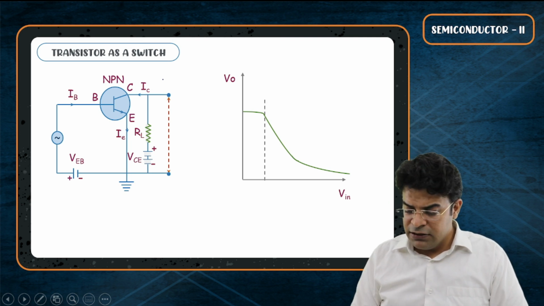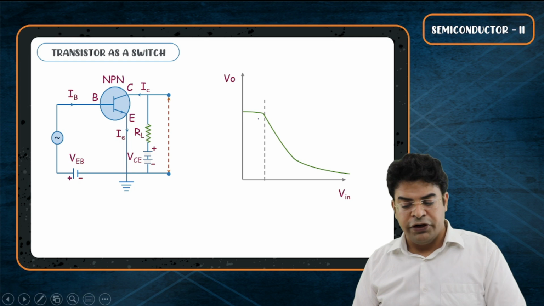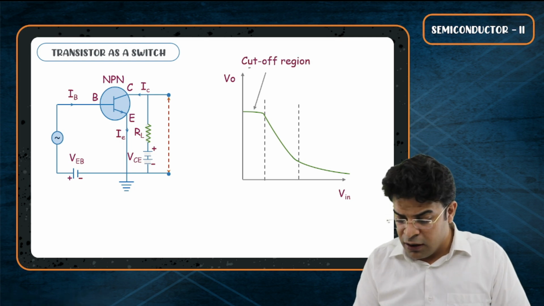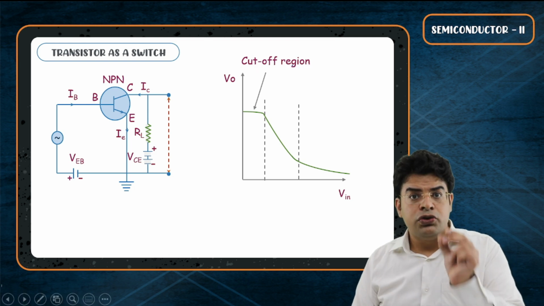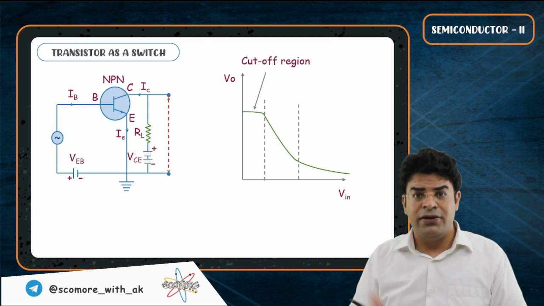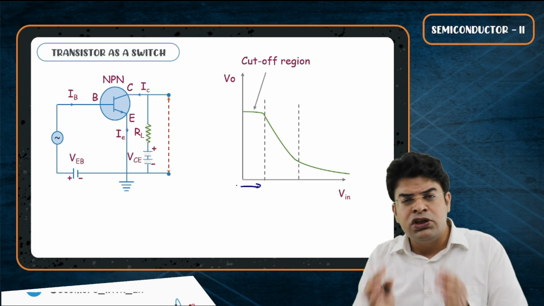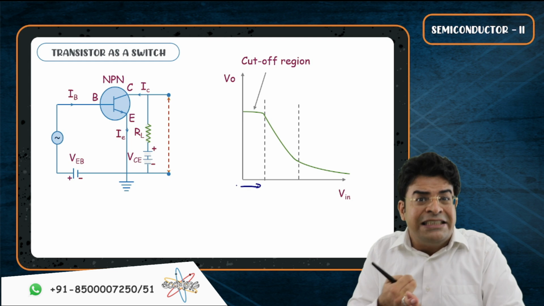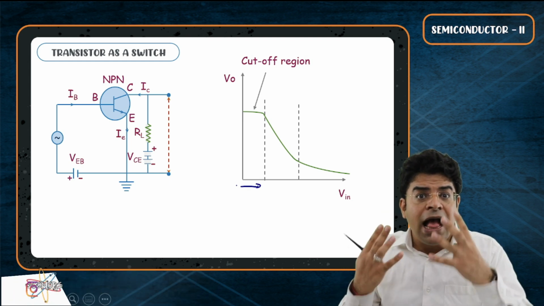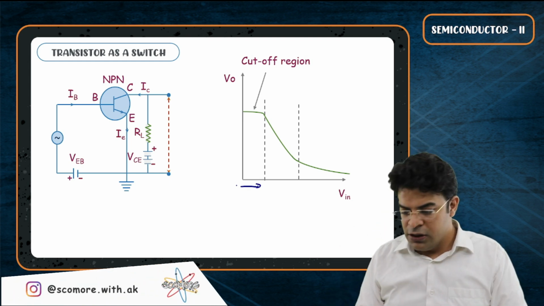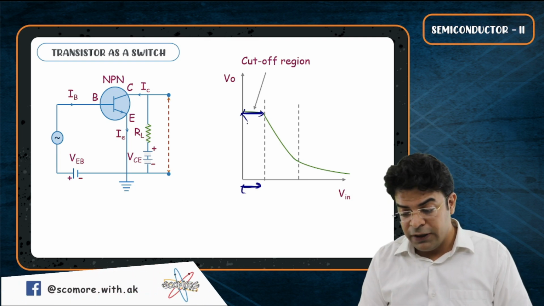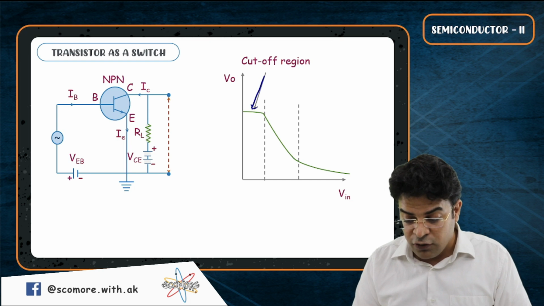We say that this first region is called the cutoff region. What is the meaning of cutoff region? Cutoff region corresponds to the region where there is no current. Since the input voltage is so small that it is less than the knee voltage, IE is 0, IB is 0, IC is 0, no current is flowing, as if wires have been cut off. So for low input voltage, you get high output voltage, okay? And this region is called the cutoff region.